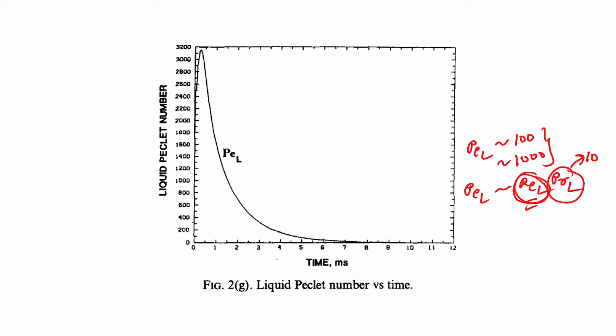Now, you can see there are several distinct stages that we can identify if you look at this figure very carefully. At the very initial part, a very small time instance, less than a millisecond, your Peclet number is actually low, when it is just picking up. It is going up from some value, a very sharp rise. So here the Peclet number is low.